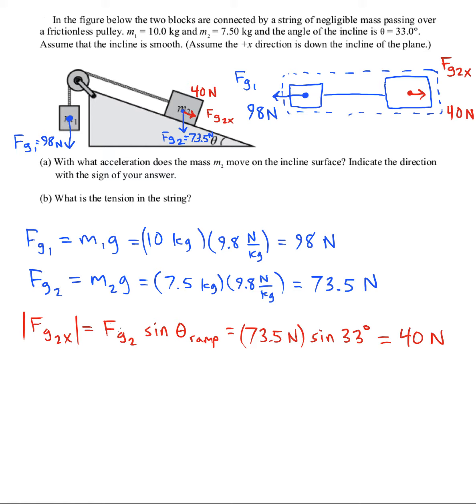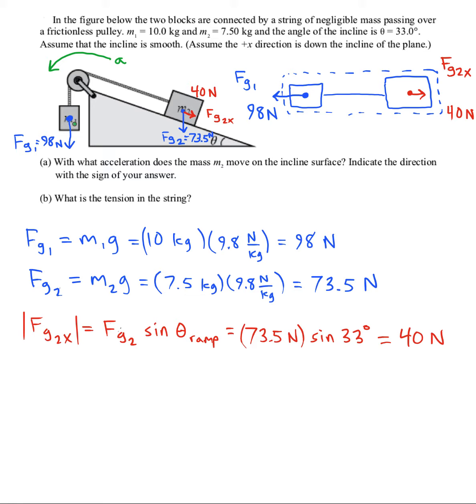Now, an important question is, can we decide which direction this system is going to accelerate just from the information we have so far? And the answer should be yes, we can, because we've got a larger force here pulling to the left than is pulling to the right. So the one pulling to the left is going to win. That means the acceleration of this system is going to be in a sort of counterclockwise way.